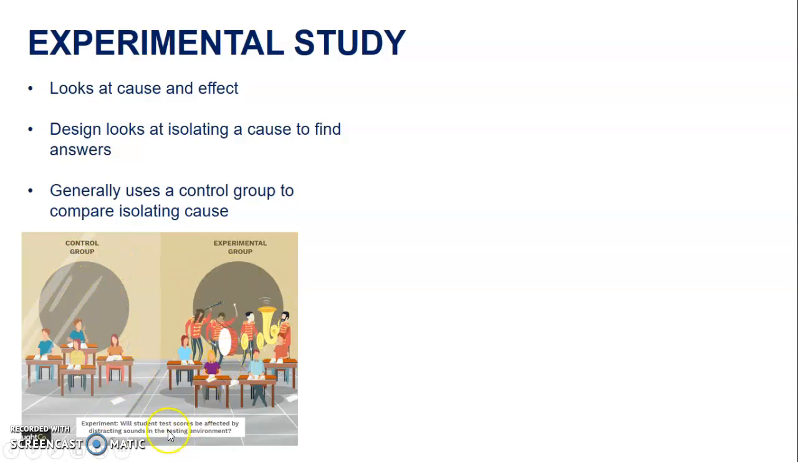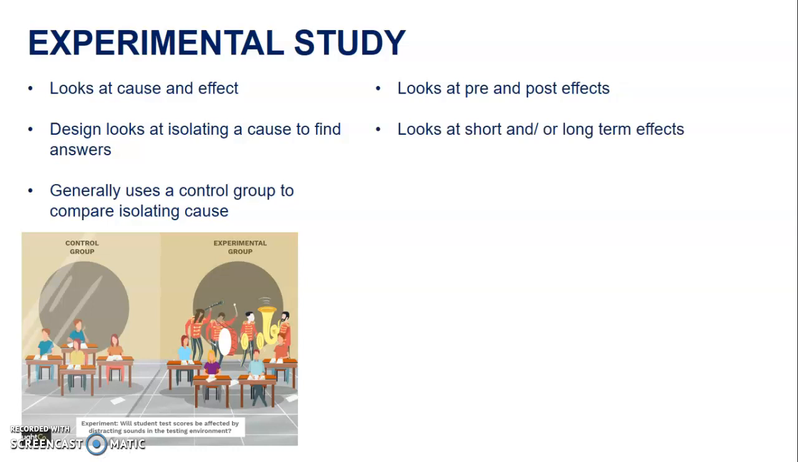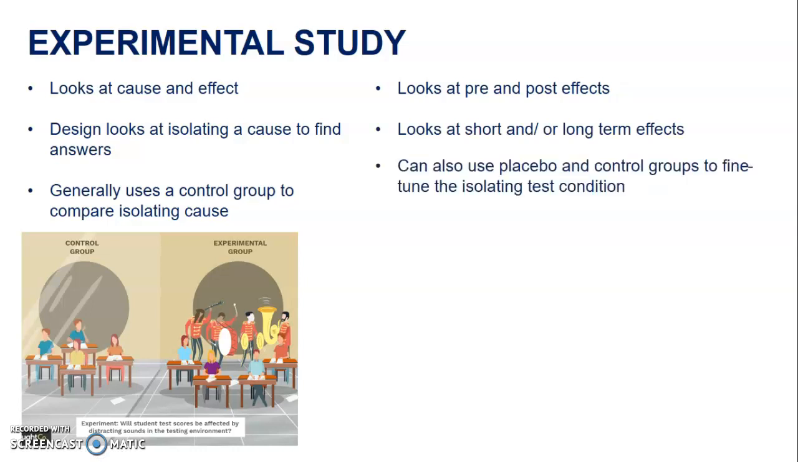So what we want to find out is, is music a distraction, or is it an enhancement to learning or studying during exams? So you might put one control group with no music, one experimental group with music, and then you compare the results. How do they come out? So they're pre and post effects. They look at short and long-term effects of specific variables, and in some cases we can use placebo groups as well in order to strengthen the test conditions.